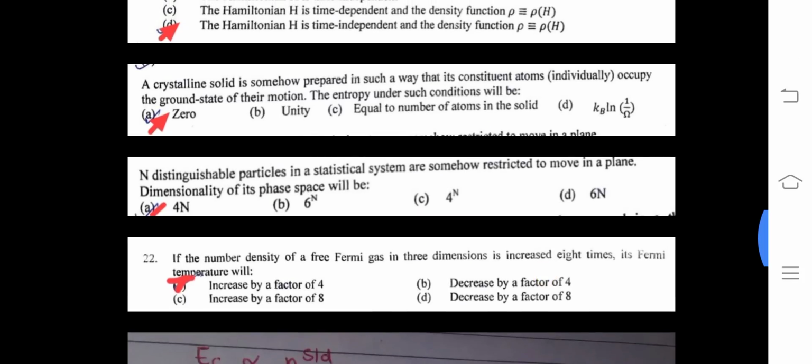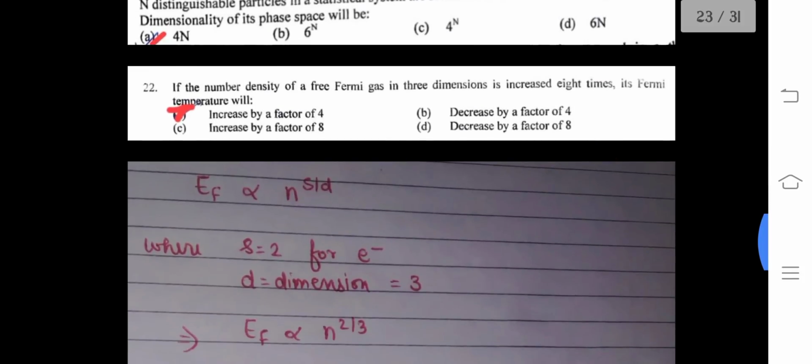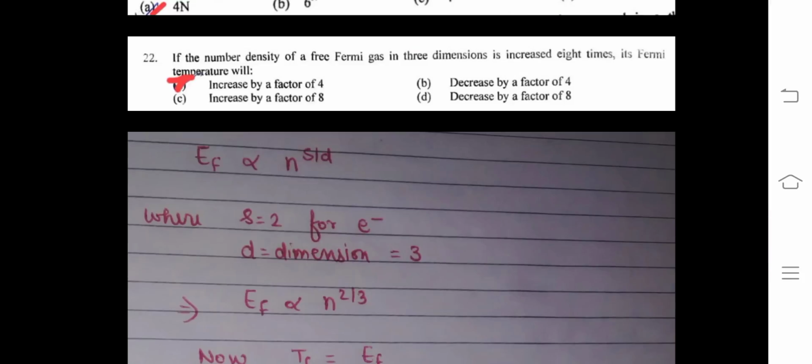Then in the next question, the number density of a free fermion gas in 3D has been increased 8 times. What will be the variation in Fermi temperature? We know that Fermi energy is proportional to the number density raised to the power s by d, where s is equal to 2 for electron. Actually, s for photons is 1, for phonons it is 1, for magnon it is 2. These are the values of s. For dimension, we have been given a 3D gas, so d is equal to 3, putting the values.